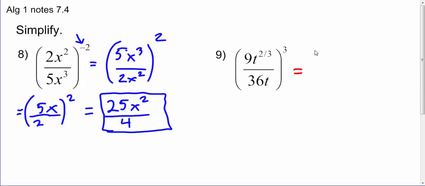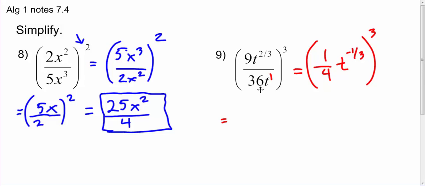So I know that 9 over 36 is the same as 1/4, and then t to the 2/3, sorry, divided by t to the first would be t to the negative 1/3. And remember, this whole thing still has to be cubed. This is where I would go ahead and apply the exponent. And some of you may debate, should I go ahead and move this t to the denominator? That would be fine, but I definitely think you want to simplify 9/36 before you take the third power.